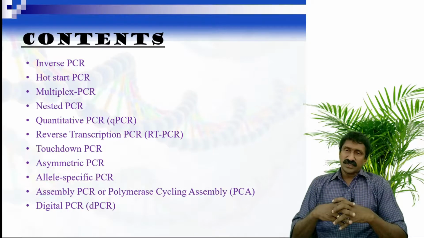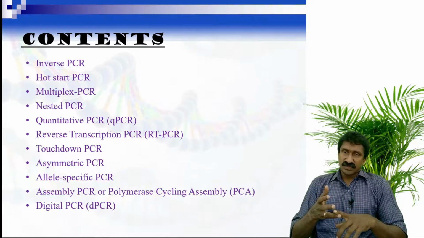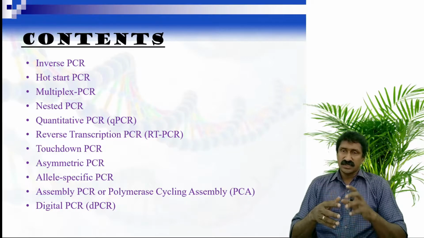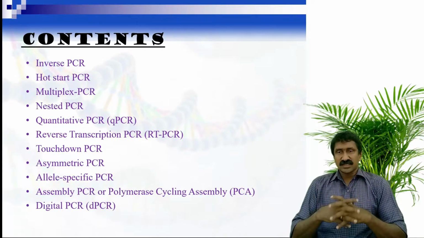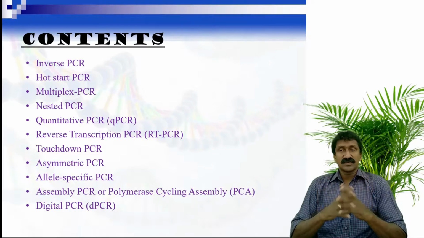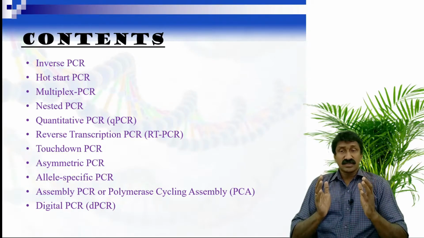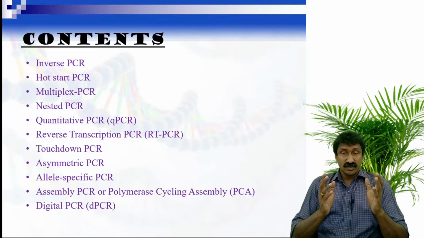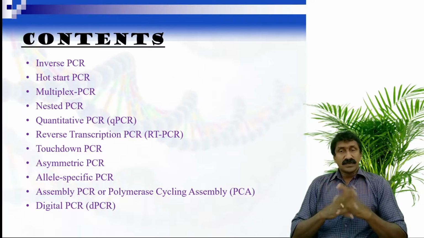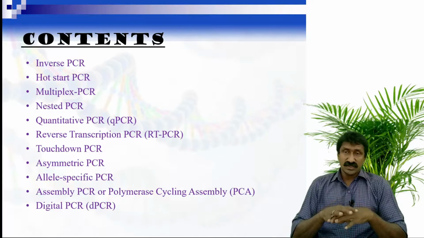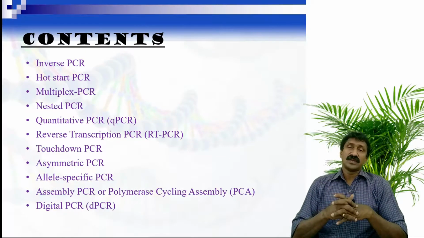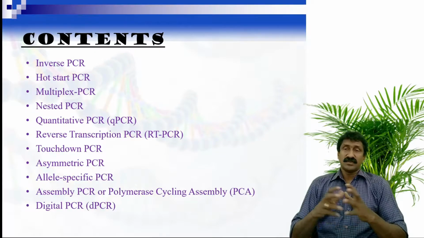The first one is the inverse PCR, then hot start PCR, multiplex PCR, nested PCR, quantitative PCR, which is also known as qPCR, reverse transcription PCR, which is also known as RT-PCR, touchdown PCR, asymmetric PCR, allele specific PCR, then assembly PCR or polymerase cycling assembly, that is PCA, then digital PCR, also known as dPCR. So these are all the different variants of the PCR technology that are nowadays available, and we will discuss them one by one.